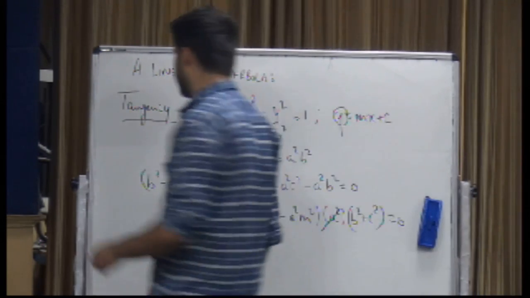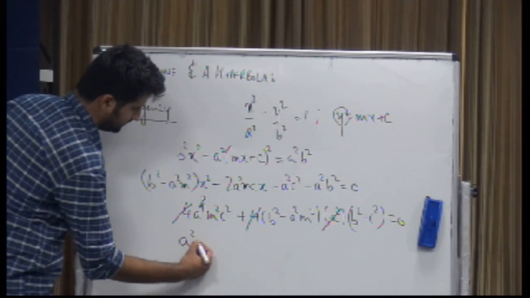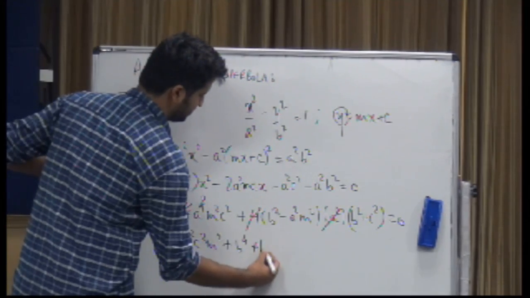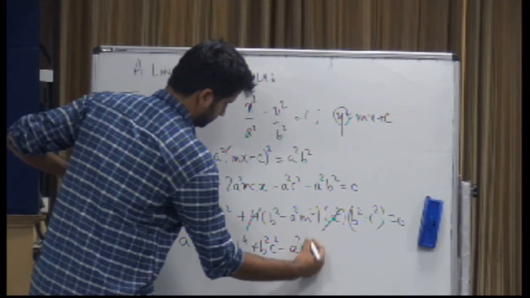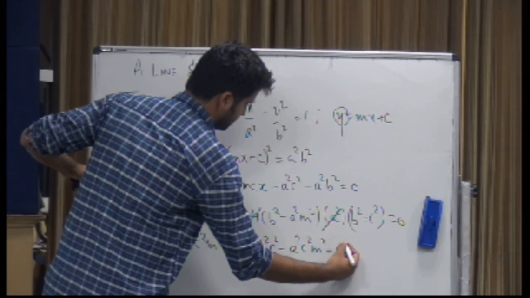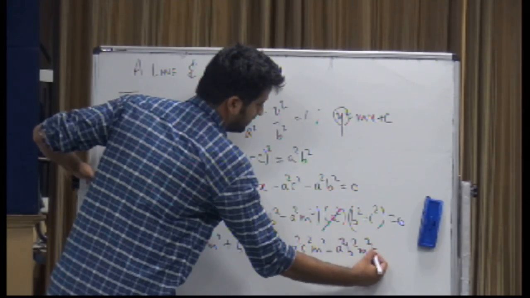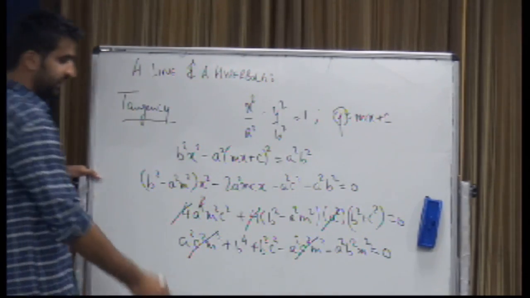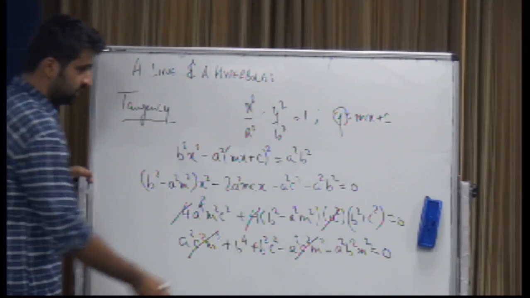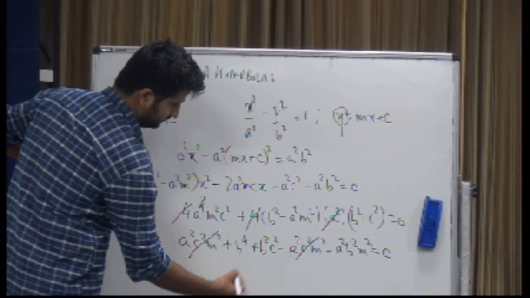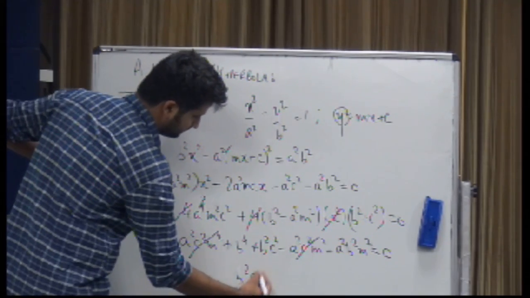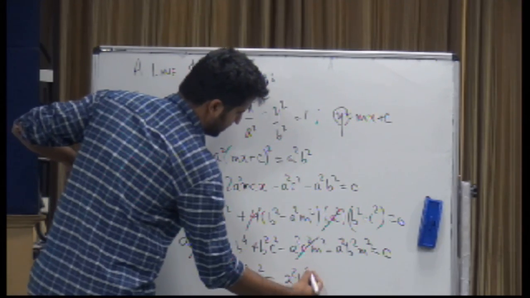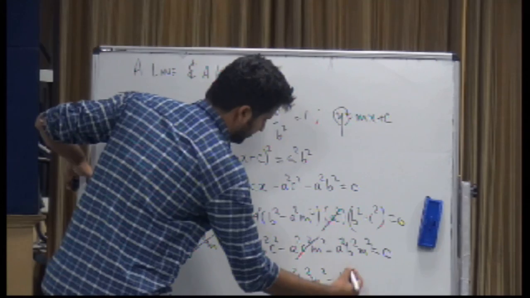So on expanding, we'll get a square c square m square plus b to the power 4 plus b square c square minus a square b square m square is equal to 0. This cancels out, right? So we can cancel b square as well from here. So we'll get b square c square is equal to a square b square m square minus b to the power 4.